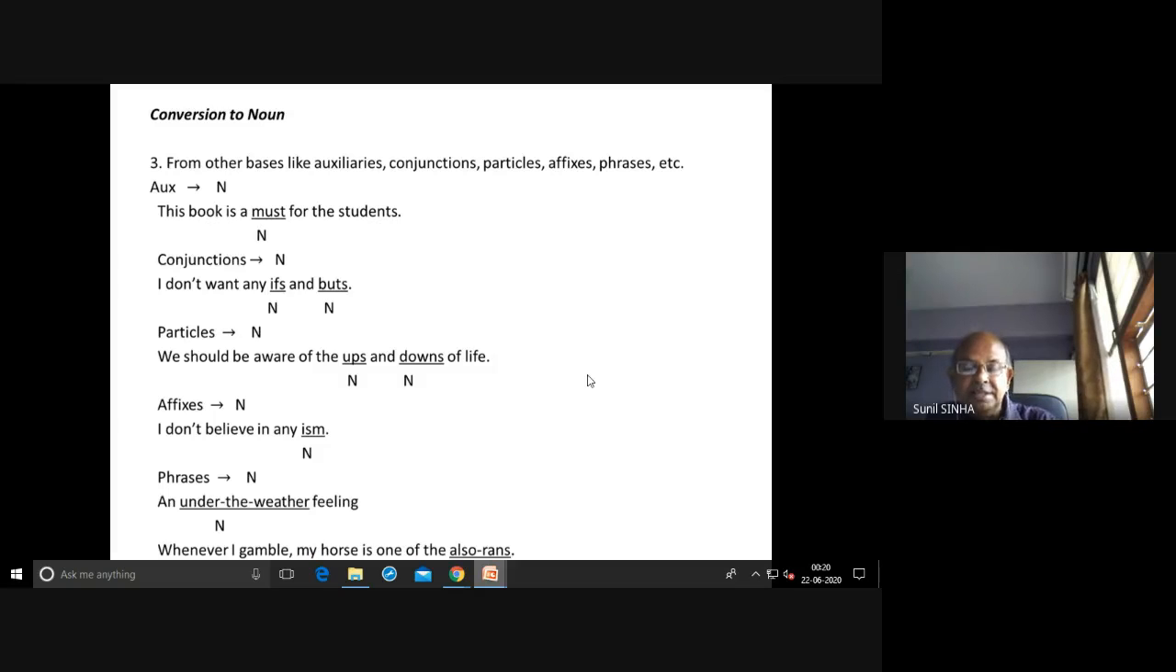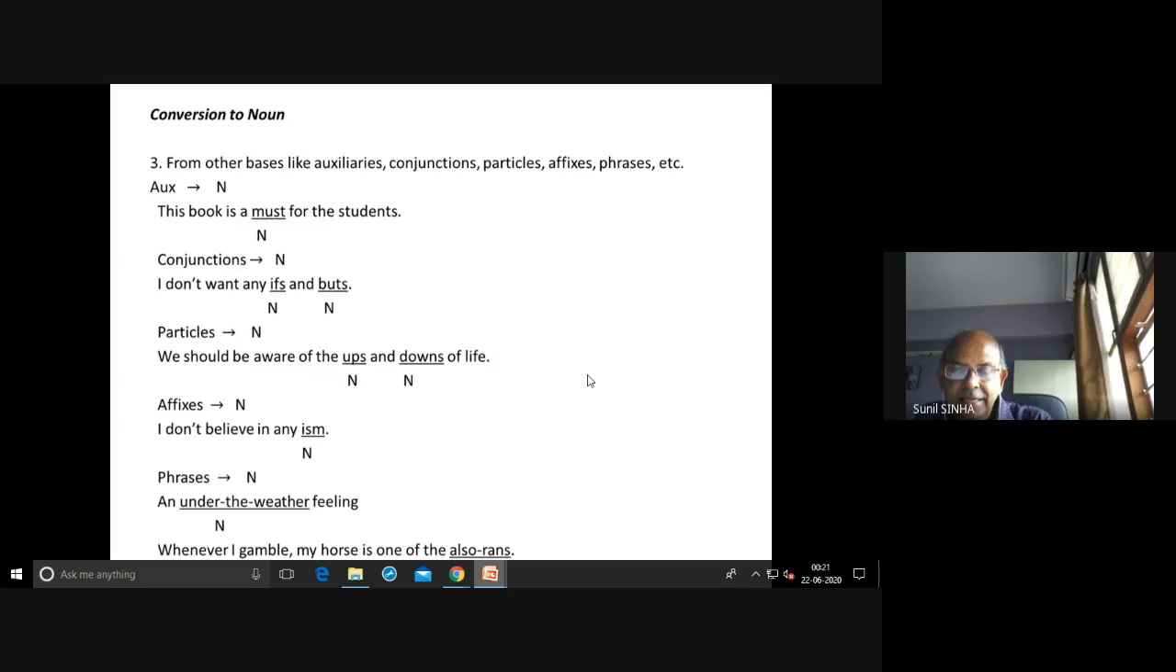Then affixes. A noun can be derived from an affix, like ism. Ism is an affix in so many words like Marxism, socialism, feminism, anarchism. And then ism is an affix and you can use it as a noun. I don't believe in any ism.